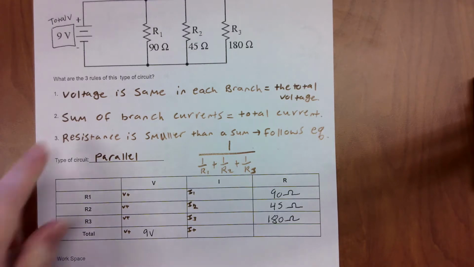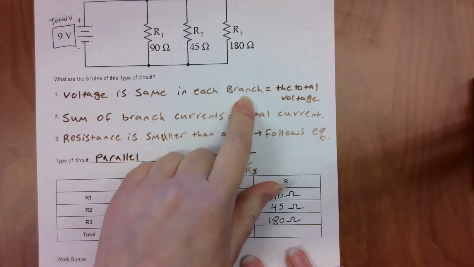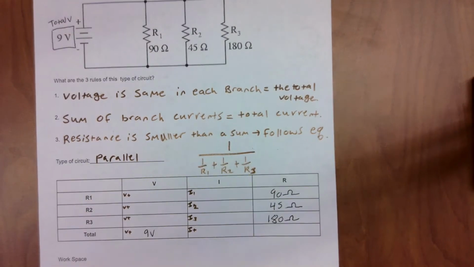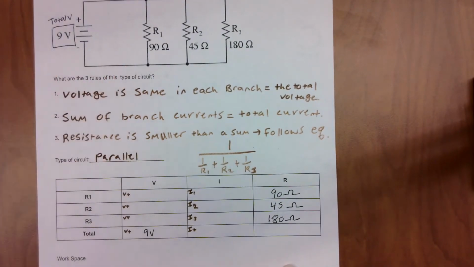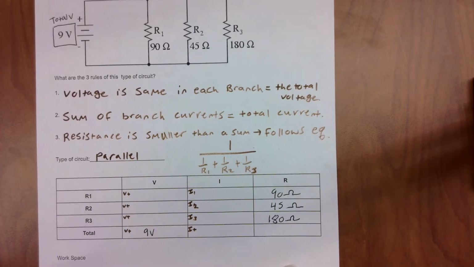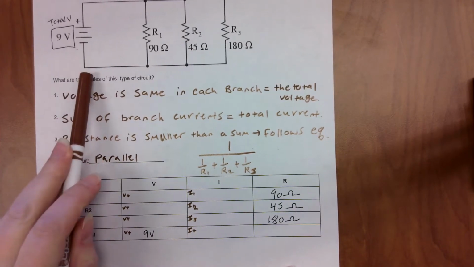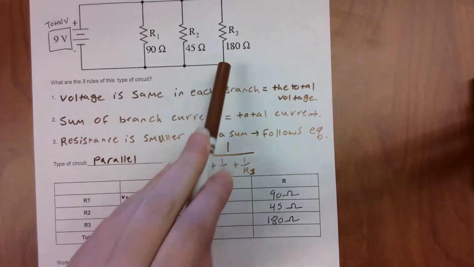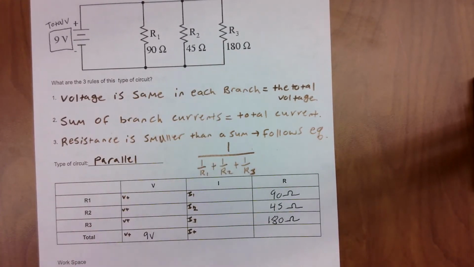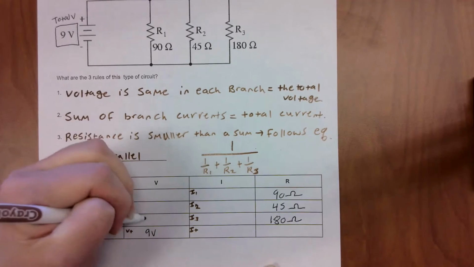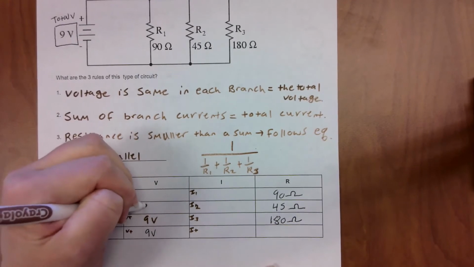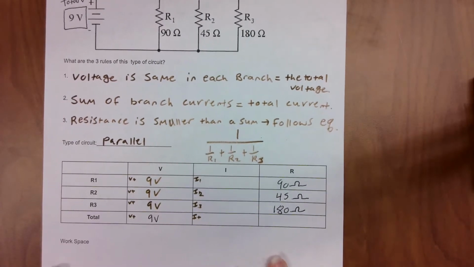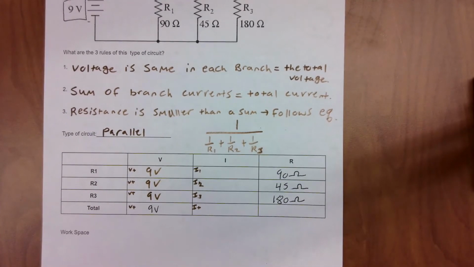So rule 1 says that your voltage is the same in each branch, and that should equal the total voltage going into it from the main wire. This means that our main wire holds 9 volts, and that is what is going to each of those. So each of these here is 9 volts. Nice and easy, right?